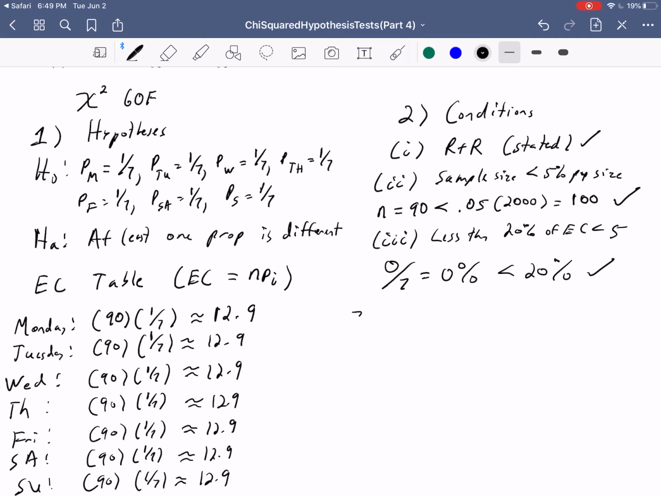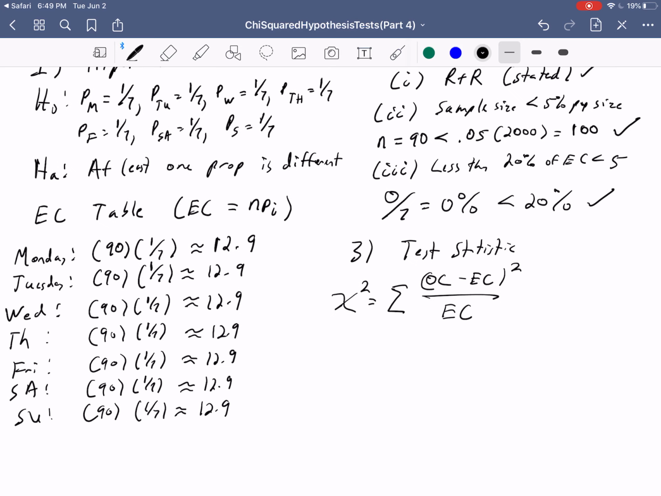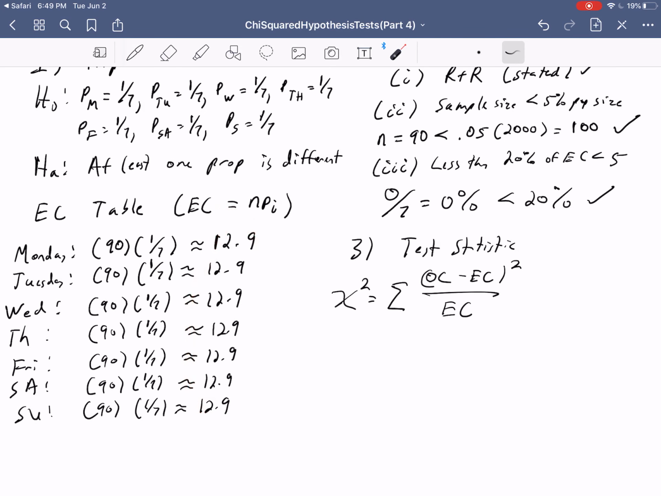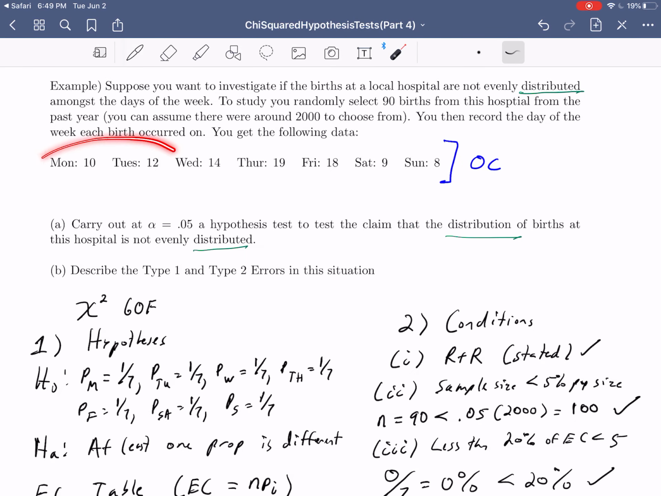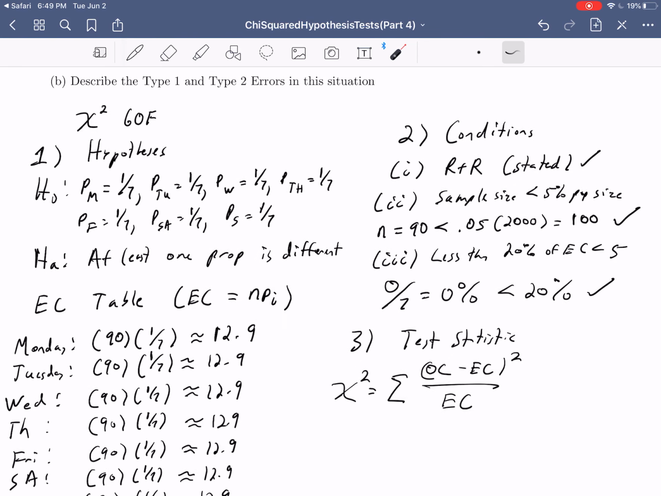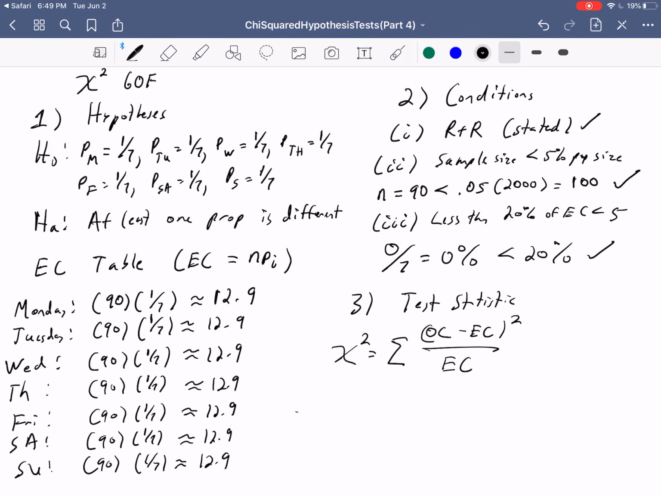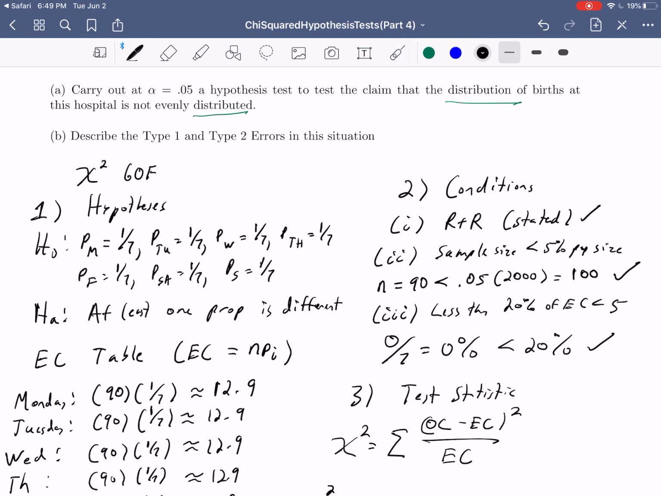Now we're ready to move on to our test statistic here. We know that the formula for the test statistic is chi-squared equals the sum of the observed counts minus the expected counts squared divided by the expected counts. Well, the expected counts, of course, are going to be all these 12.9s from our table, and the observed counts, like we said, is our data. So let's go ahead and start getting these, but this time, just because this is about our 4th time of getting one of these test statistics, I'm going to write out exactly what you guys would need to show on an exam or a quiz.